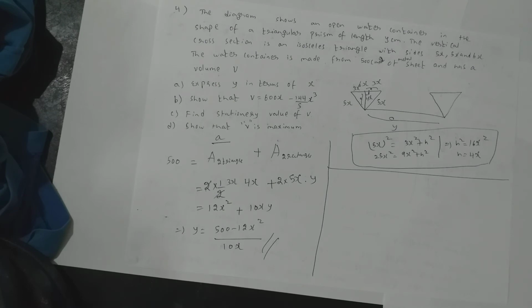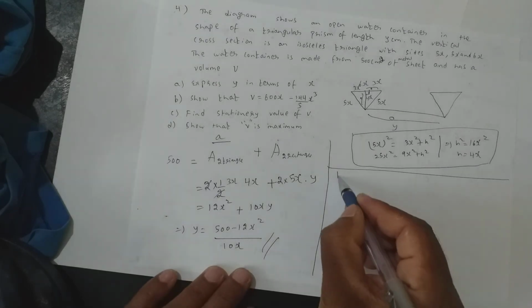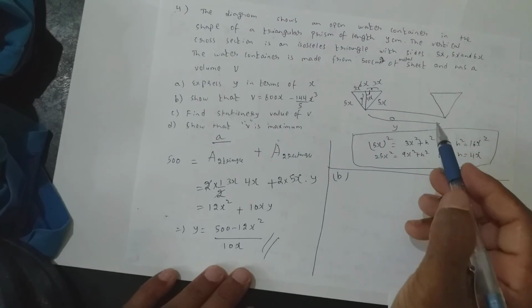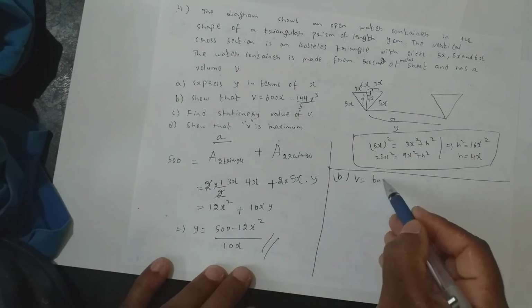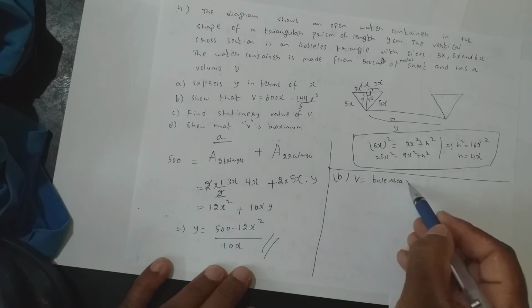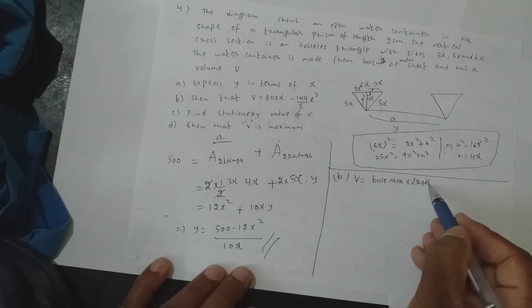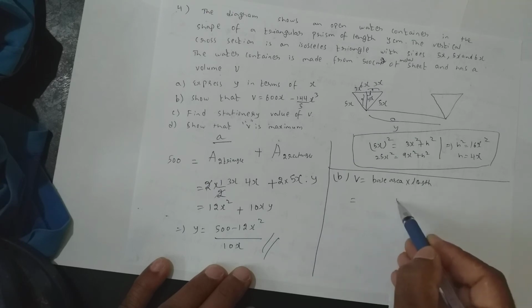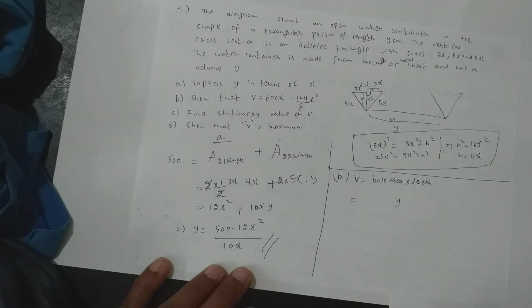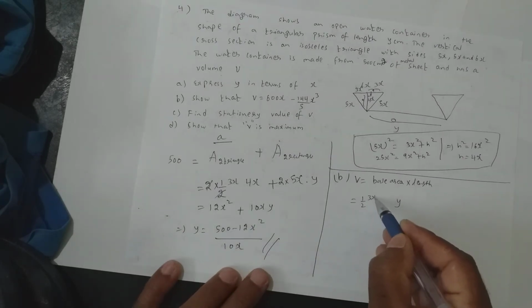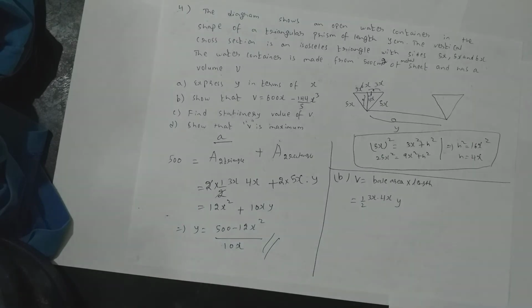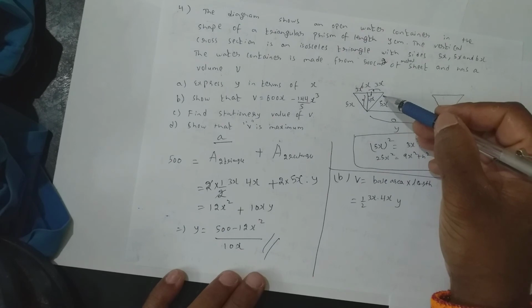Now look at the second one. Show that volume equals this much. How do I get the volume of any prism? Volume of any prism is nothing but base area into its length. Here the length is y. What is the base area? The base of this prism is an isosceles triangle. What is the area of that isosceles triangle? Half 3x into 4x will give me only this part of the triangle.